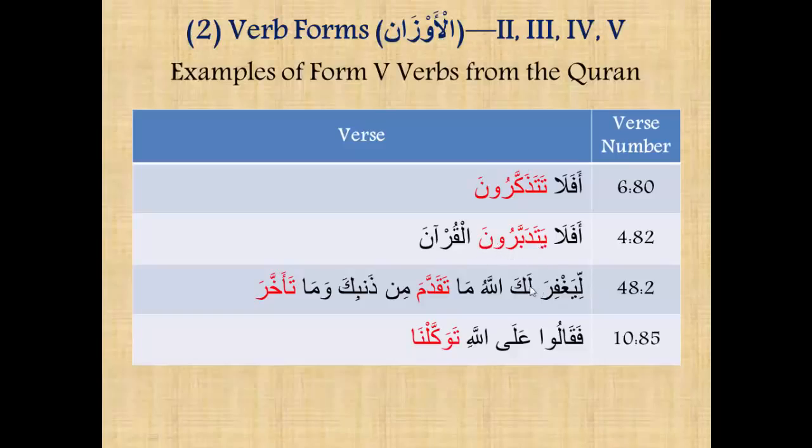ليغفر لك الله ما تقدم من ذنبك وما تأخر. So we have two verbs in this ayah, both are Form 5, تقدم and تأخر. The root letters are qaf, dal, and mim, and hamza, kha, and ra. Last example, فقالوا على الله توكلنا. A very common verb in the Quran, tawakkala. We have different forms of this. You have mutawakkilun, which is ism fa'il, but this is something we'll learn in the future, inshallah.